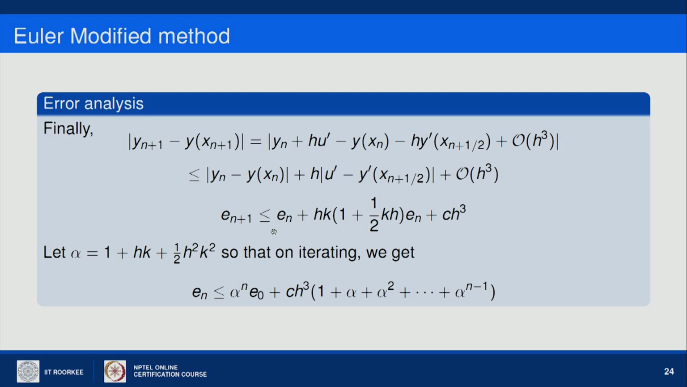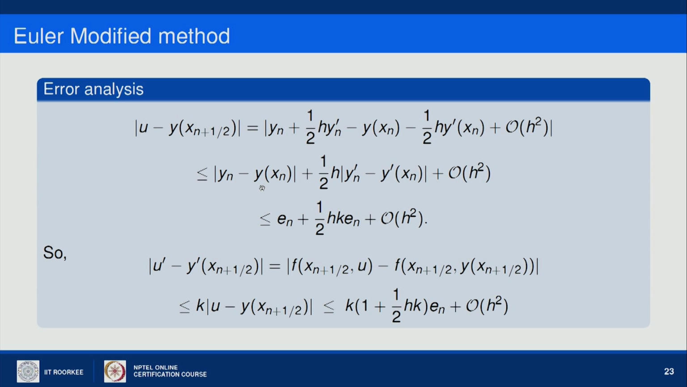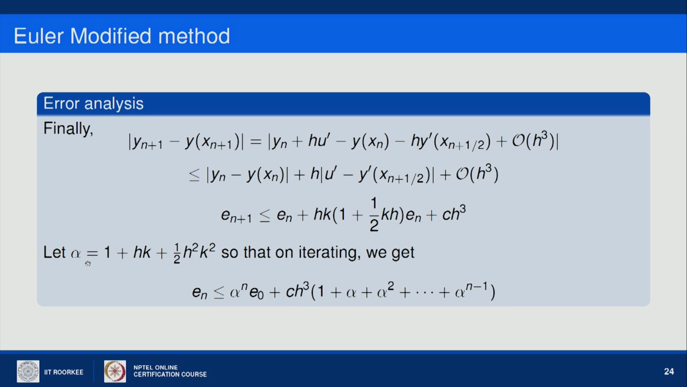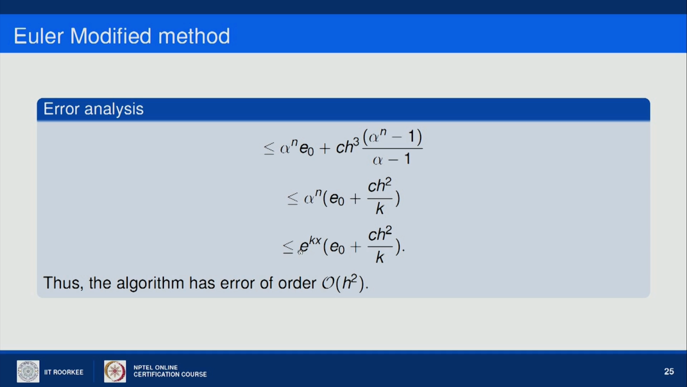So, En plus 1 will be less than or equal to En plus hk, I have taken common, 1 plus half kh into En, and these values I am substituting from the previous slide, which I calculated earlier. So, if I take alpha equals to 1 plus hk plus half h square k square and so on, after substituting these values and writing the error in the nth iteration in terms of the initial error, then I will get this particular approximation.